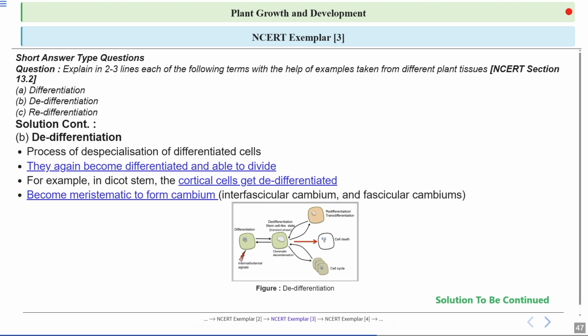So here you can see the de-differentiation. Once the cell gets differentiated, it comes back through de-differentiation and regains the previous cell characteristics.